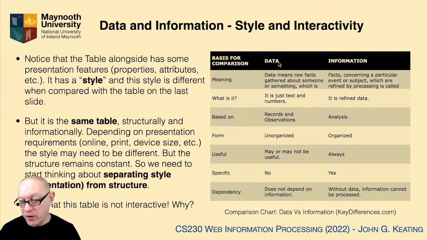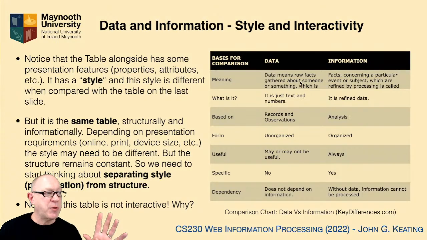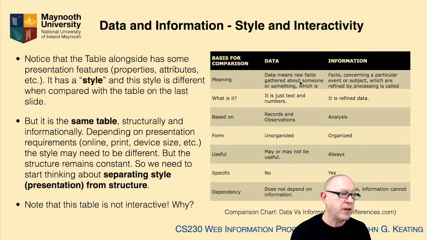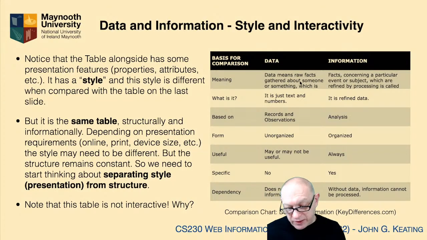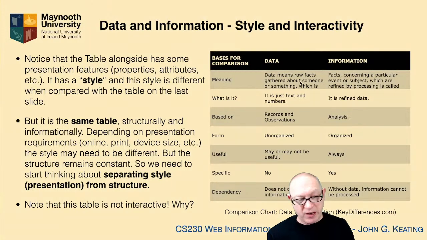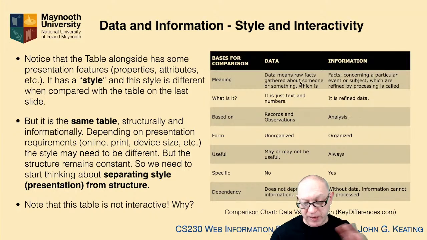If we look at this screen here, we'll see that the table has presentation features that differ from the previous one. Even though the data is the same, the styles and the presentation are different. The properties and attributes, all of that style, is very different, but it's the exact same table structurally and informationally. Depending on the presentation requirements, whether you want something in print or online or for different device sizes, the style might need to be different. But the structure has to remain constant. So we have to think about separating the style, which is the presentation, from the structure.